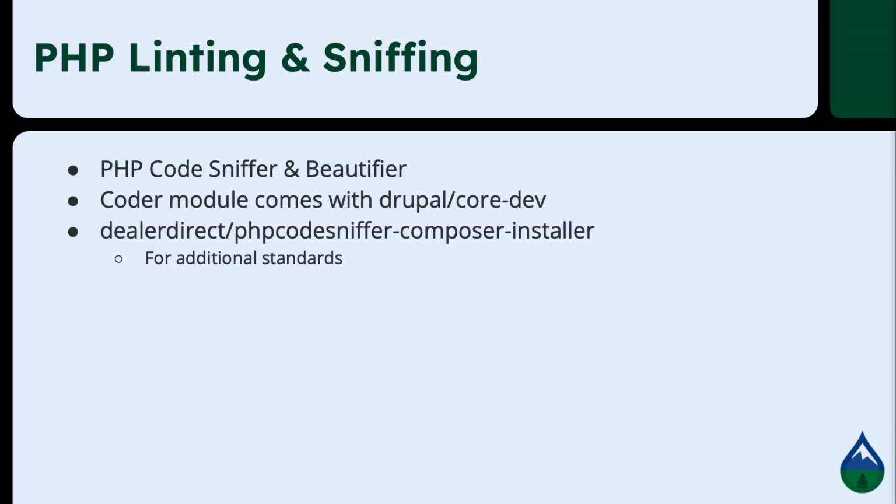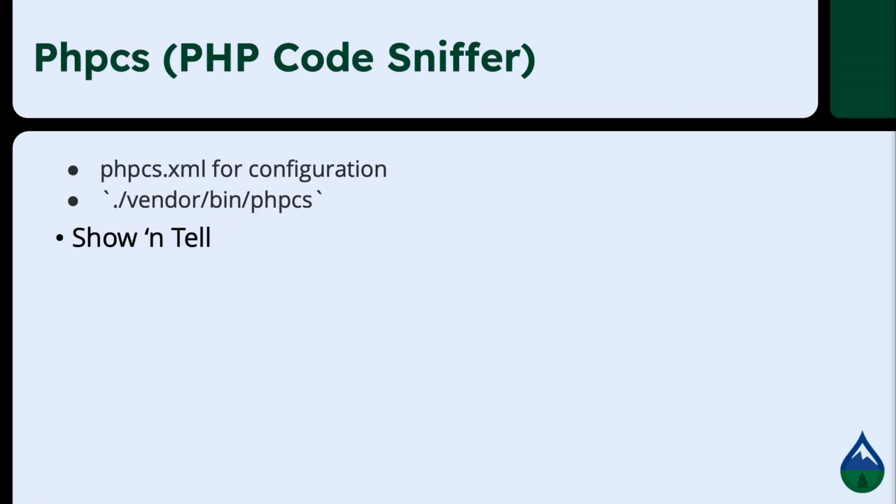And then this package, by the way, allows you to install additional standards out there, not just the standard ones that Drupal uses, Drupal and Drupal practice, which I'll get to in a second. So the main one, Code Sniffer, has a configuration file, which I'll show you in a second. And then you just run the command based on that config file of what it should sniff.